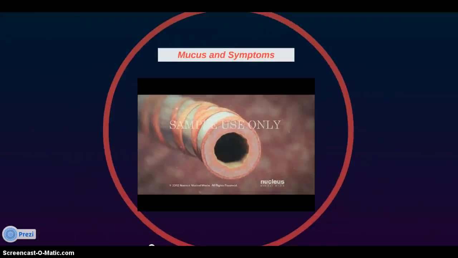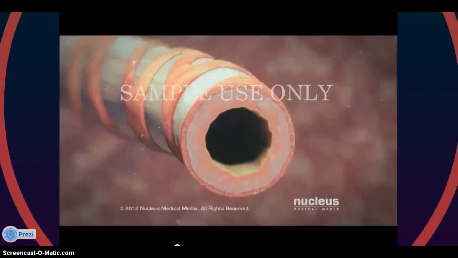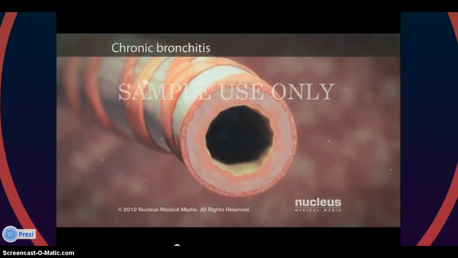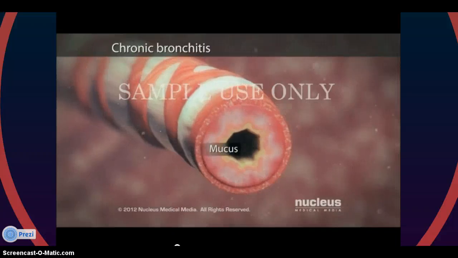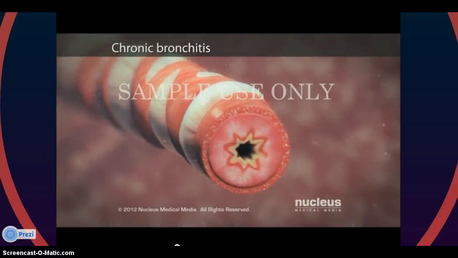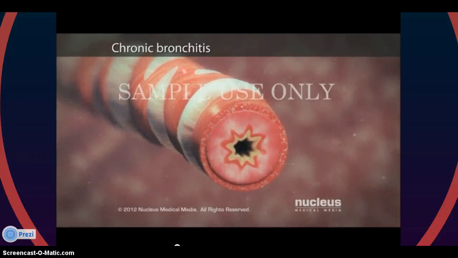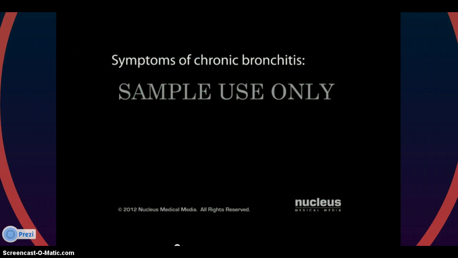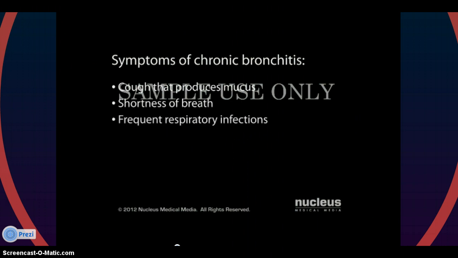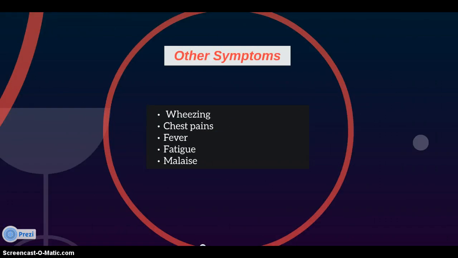Now we are going to talk about mucus production and symptoms. With chronic bronchitis, damage inside your airways causes the lining to swell, thicken, and make mucus. You develop a persistent cough as your body attempts to get rid of the extra mucus. The symptoms of chronic bronchitis include an ongoing cough that produces a lot of mucus, shortness of breath, and frequent respiratory infections. Other symptoms may include wheezing, chest pains, fever, fatigue, and malaise.